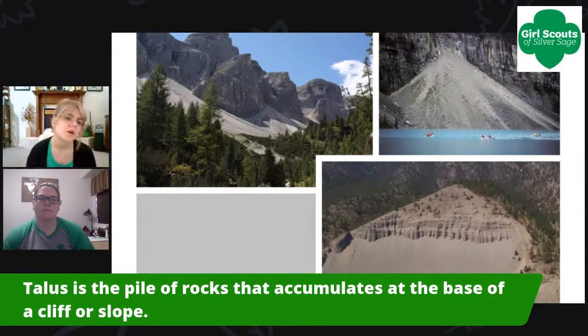You'll see these honestly everywhere, on any type of mountain, any type of hill. There's somewhere that rock is depositing, and it usually is in this pyramid shape. If they get big, we call them alluvial fans. So they'll actually have a bigger term.